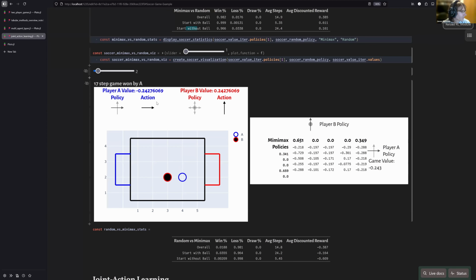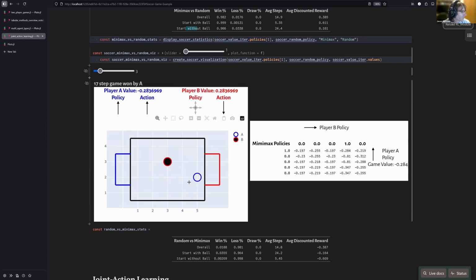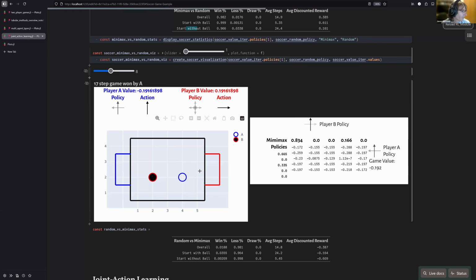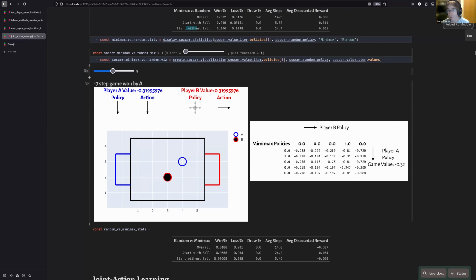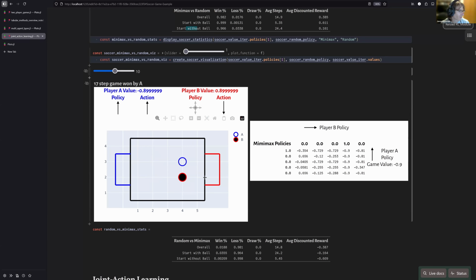Remember, the blue player is the optimal player in this case, and it's playing very conservatively. It's positioning itself as if its opponent is an optimal player. But we can see what's going to happen here. This is the case where, if player B was optimal, A would be trying to steal the ball here. And actually, randomly, that is what happens.